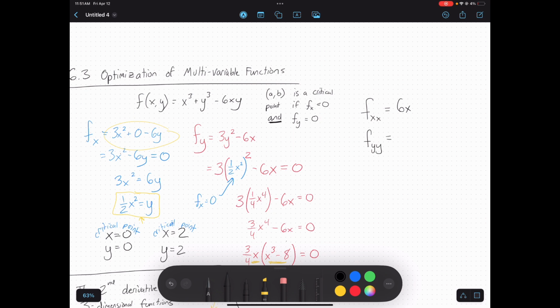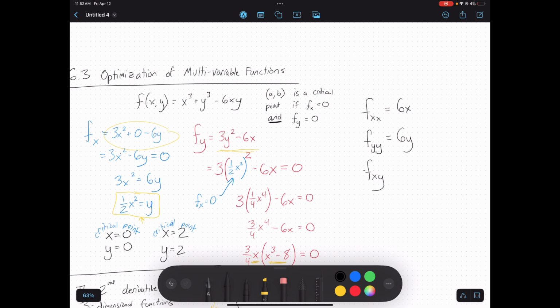Partial in terms of y, again, right? My double derivative in terms of y, I'm going to take the partial in terms of y of this, and I get something very similar. I just get 6y.